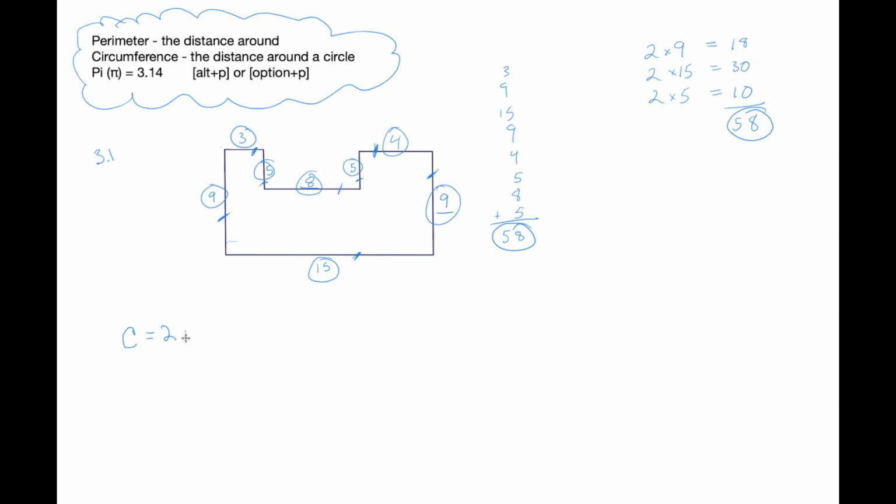2 times pi, pi is the ratio, and times the radius. Okay. Now we know that 2 times the radius is the diameter. So there's a second formula. If you have the diameter, you can just say diameter times pi, right? Because 2 times the radius is the diameter. And let me illustrate that.